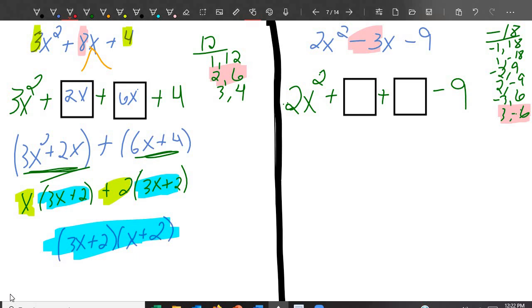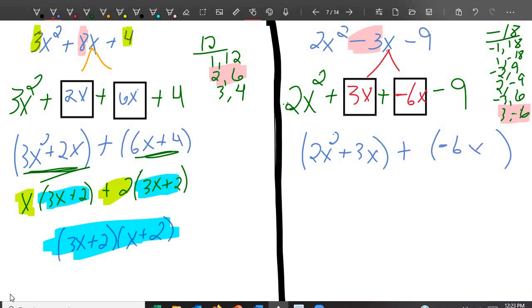So in the box, I'm going to put a 3x and a minus 6x. They have to add up to be -3x, and they do. Now comes the grouping method. 2x squared in this one, and the 3x, and then minus 6x minus 9 in the second one. And again, we can factor out the GCF. In this case it is an x, so we get 2x plus 3.